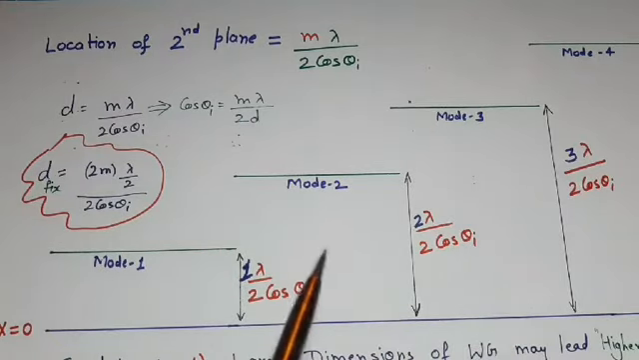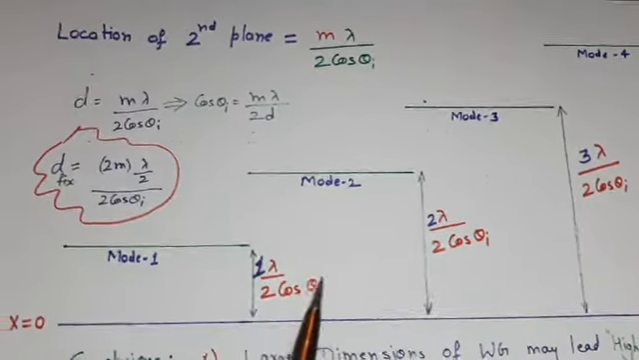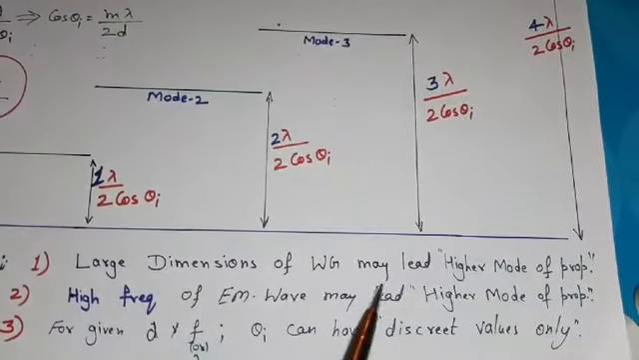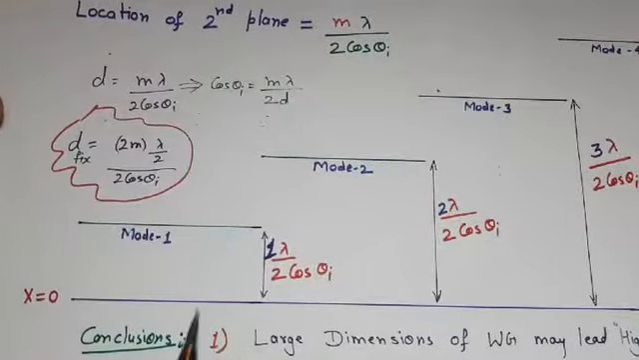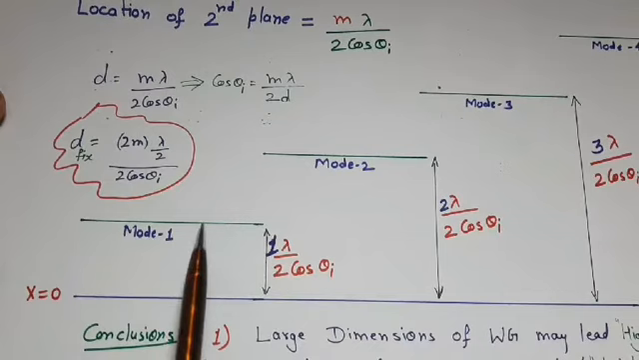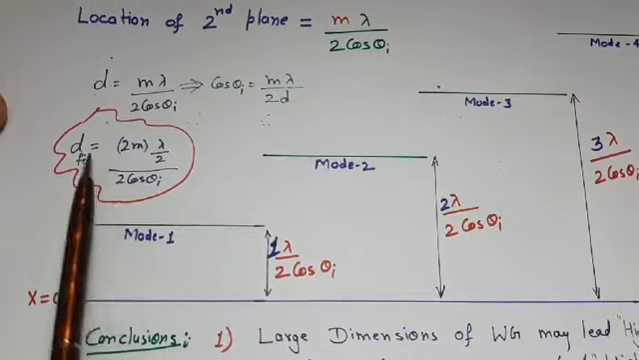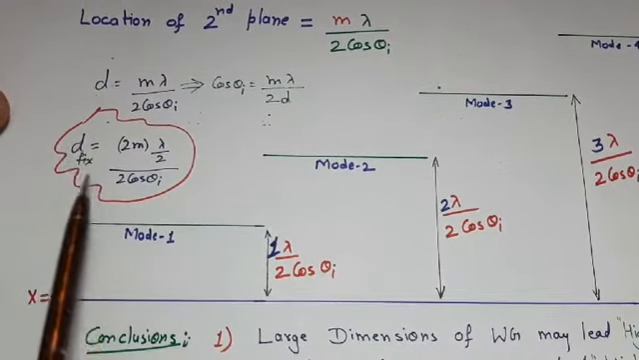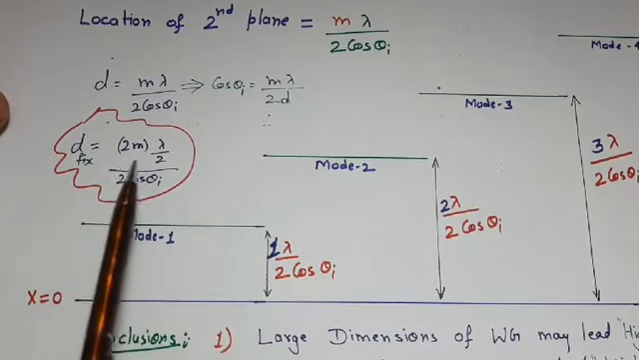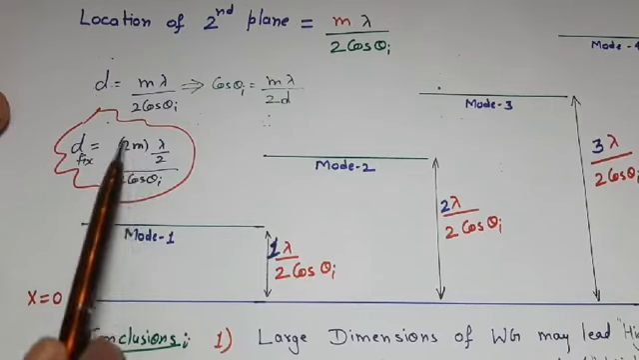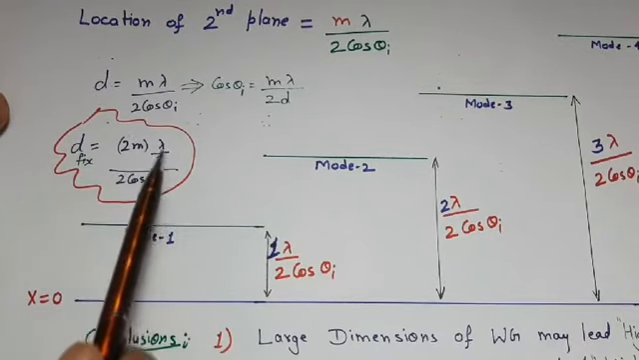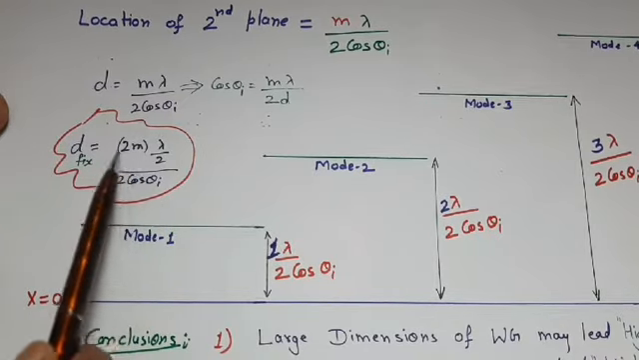In simple words, we can say the waveguide with large dimensions has a tendency for high modes of propagation. The second point is, is there any way by which we can increase the mode of propagation keeping the separation between two planes fixed? The answer is yes. If we keep the separation fixed and start decreasing the lambda, when lambda becomes lambda by 2, then the second mode starts propagation. If we change lambda to lambda by 3, then mode 3 propagation will start, and for lambda by 4, mode 4 propagation will start, and so on.